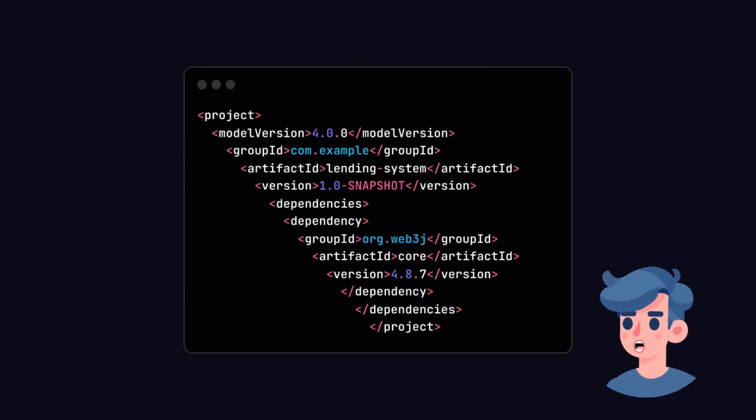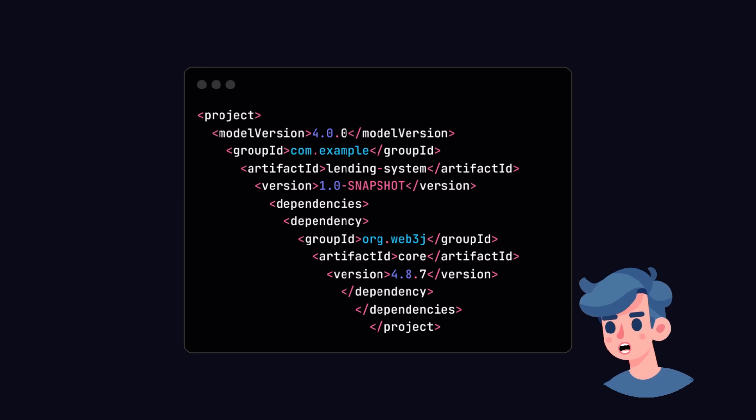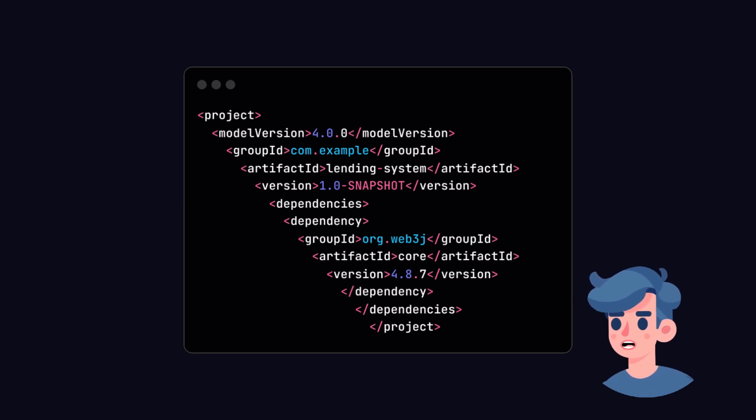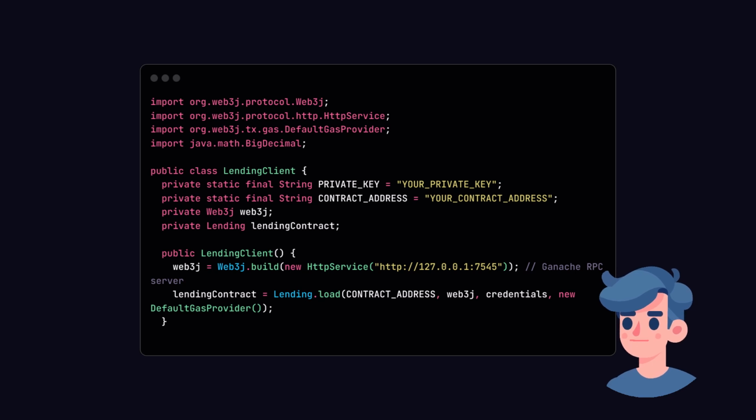Next, we want to interact with our smart contract using Java. We will use the Web3.js library, which provides seamless integration with Ethereum. First, let's set up our Java project. You can use Maven or Gradle. Here we'll use Maven. Once you have set up your Maven project, you need to create a Java class called lendingclient.java. This will handle the interaction with our smart contract.